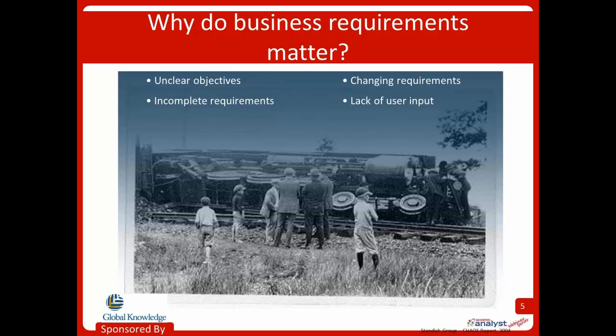Business requirements are the things that help us define the objectives for a project, right? Let's make sure we get very clearly down on paper what those objectives are. They help us manage those changing requirements. They help us identify requirements that might be incomplete, and they tell us where we need user input. So business requirements are the crux of the successful or failed project, those reasons that you see up here on the screen now.